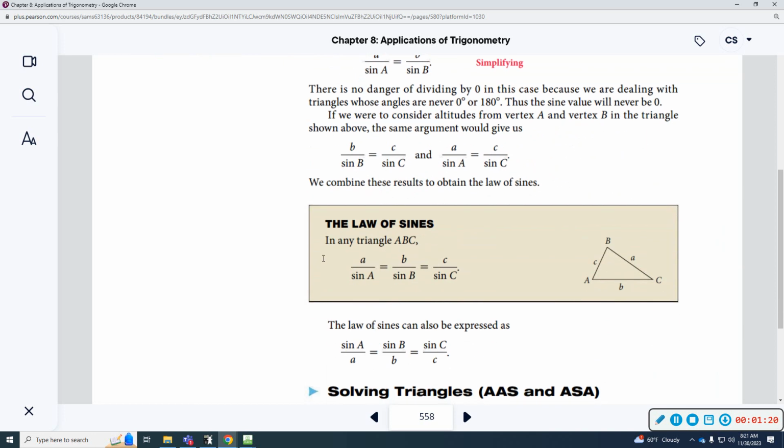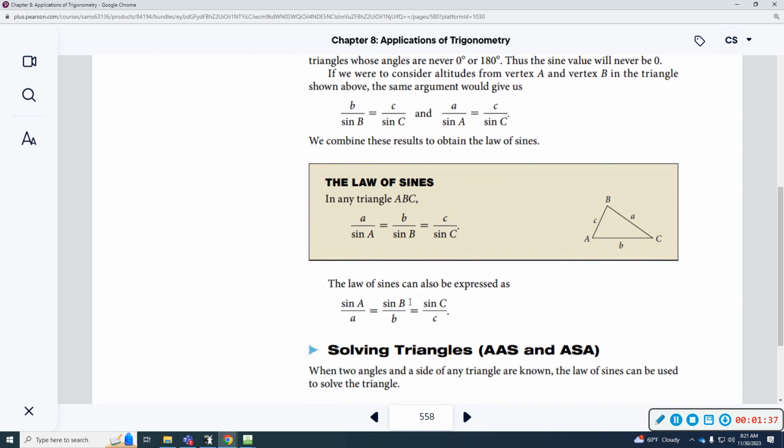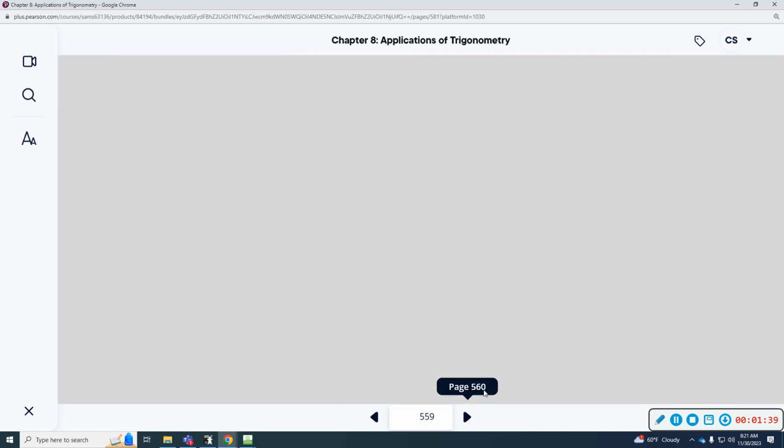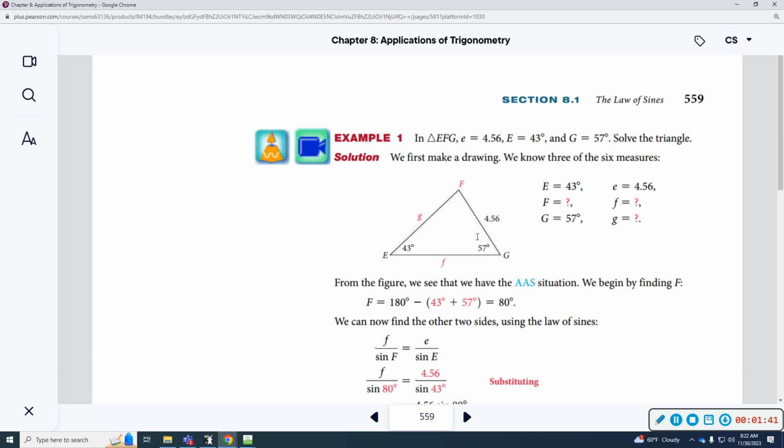So here's where the law of sines is. It breaks down to side A over sine of angle A. That's going to be equal to side B over sine of angle B, which is equal to side C over sine of angle C. You can have it this way or you can flip it. It does the same thing. But once we have that formula, that's what we're going to use to solve these triangles.